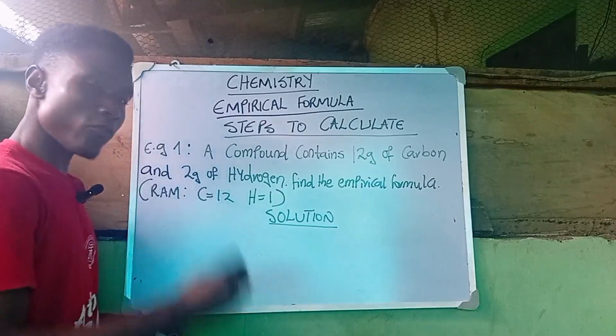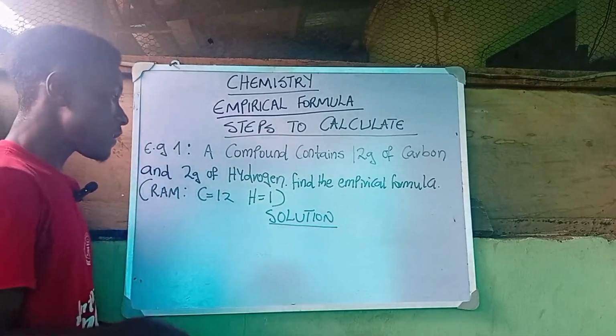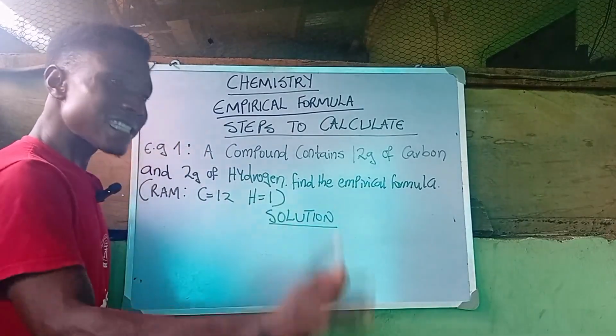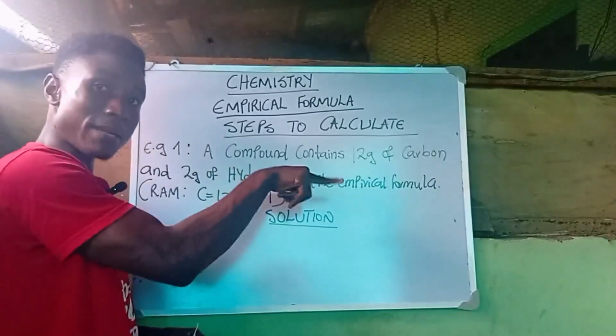Find the empirical formula, where you are being given the relative atomic mass of carbon to be 12 and the relative atomic mass of hydrogen to be 1. This is as simple as ABC. The first thing you simply do is to write down the mass. At this point, we are not being given the percentage composition, because what we are being given here is grams. So the grams is the mass.